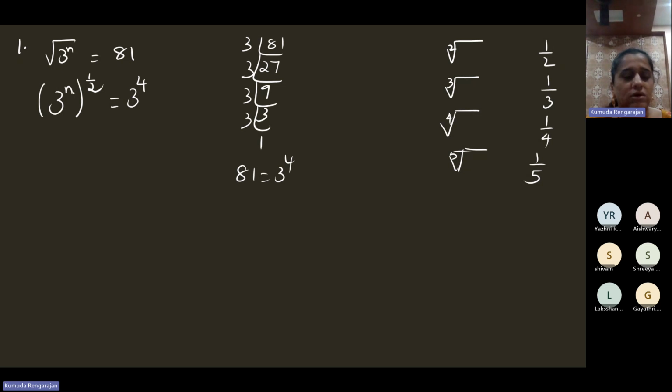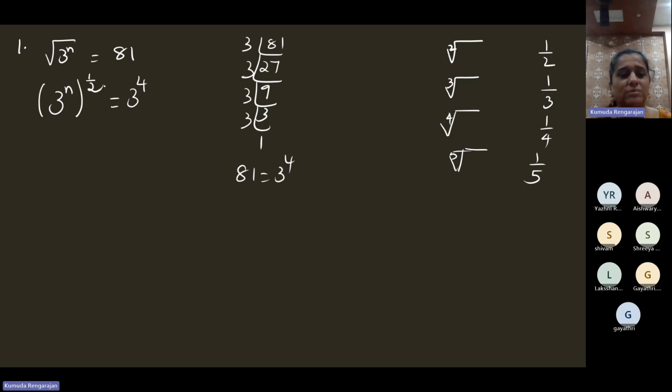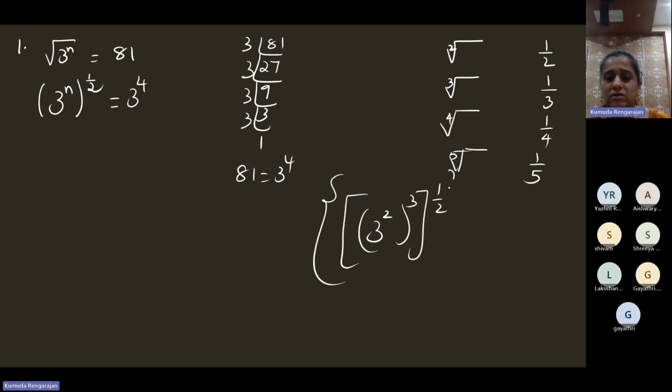All right. So now, when the base is raised to many powers, you'll have to multiply the powers. See, like if you have 3 to the power 2, the whole power 3, the whole power, say 1 by 2, and the whole power, whatever, like say -1. So the base is 3. The base 3 is raised to multiple powers. You just have to multiply the powers. 2 into 3 into 1 by 2 into -1.